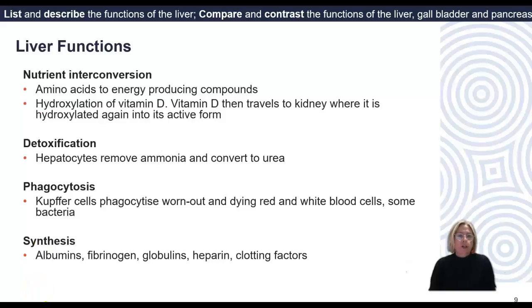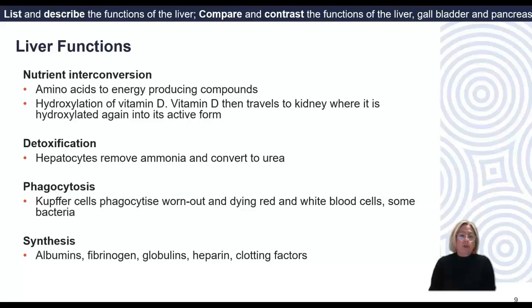The next function then is nutrient interconversion. Now, very often, our diets are not that well balanced to produce enough nutrients to supply what our body cells need. So say, for example, you might be on a really high protein diet, and therefore you might not have enough lipid or carbohydrate in your diet. So this is where the hepatocytes come in, because they can interconvert those amino acids, in this case, to energy producing compounds, such as ATP, lipids, and glucose.